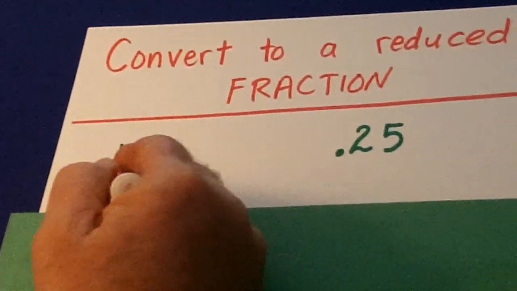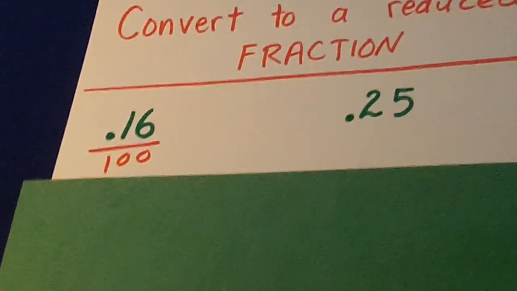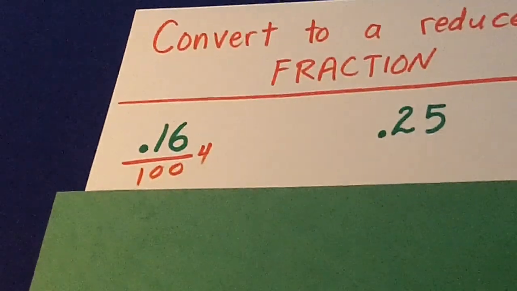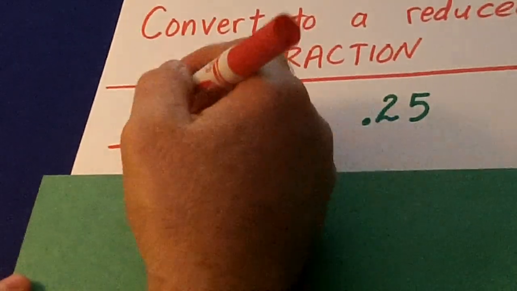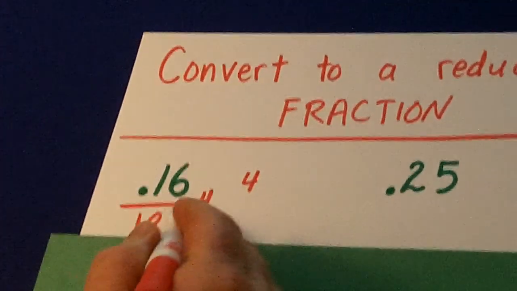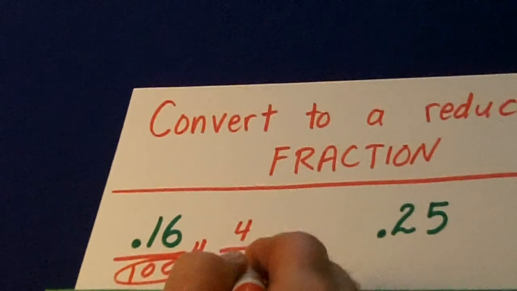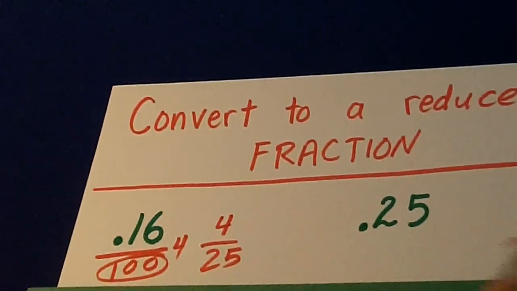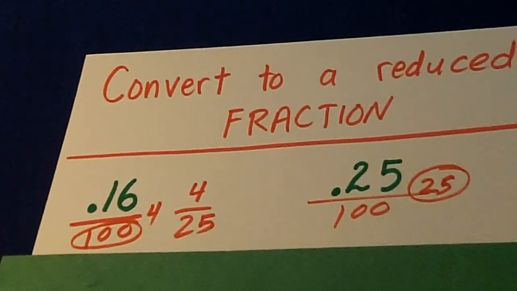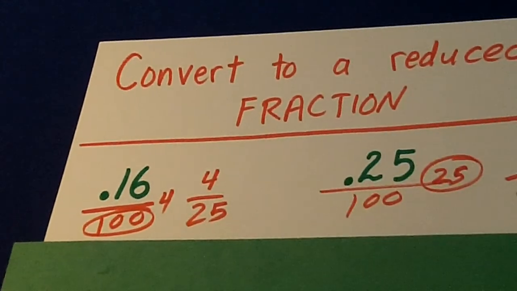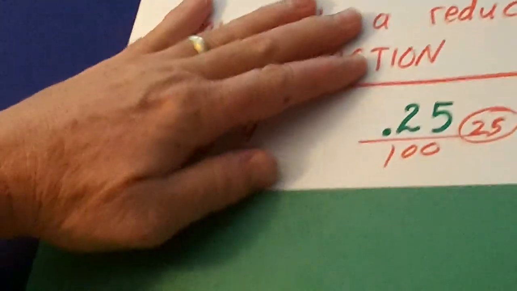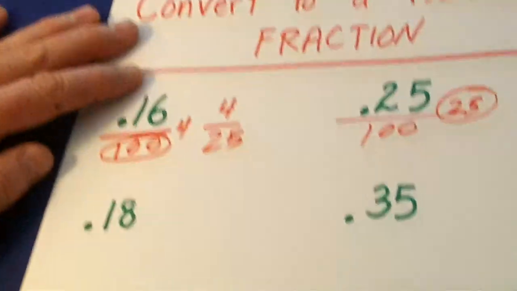16 hundredths. Well, 16 over 100. What's the biggest number that goes in there? Someone might say 2, but if you're really smart, it's 4. And then 4 goes into 16, 4. And 4 goes into 100, 25. Remember, 25 times 4 is 100. 25 over 100, 25 goes into those, 1 and 4. Start memorizing this. 25 hundredths is 1/4. Okay, 1/4, or 4 quarters.